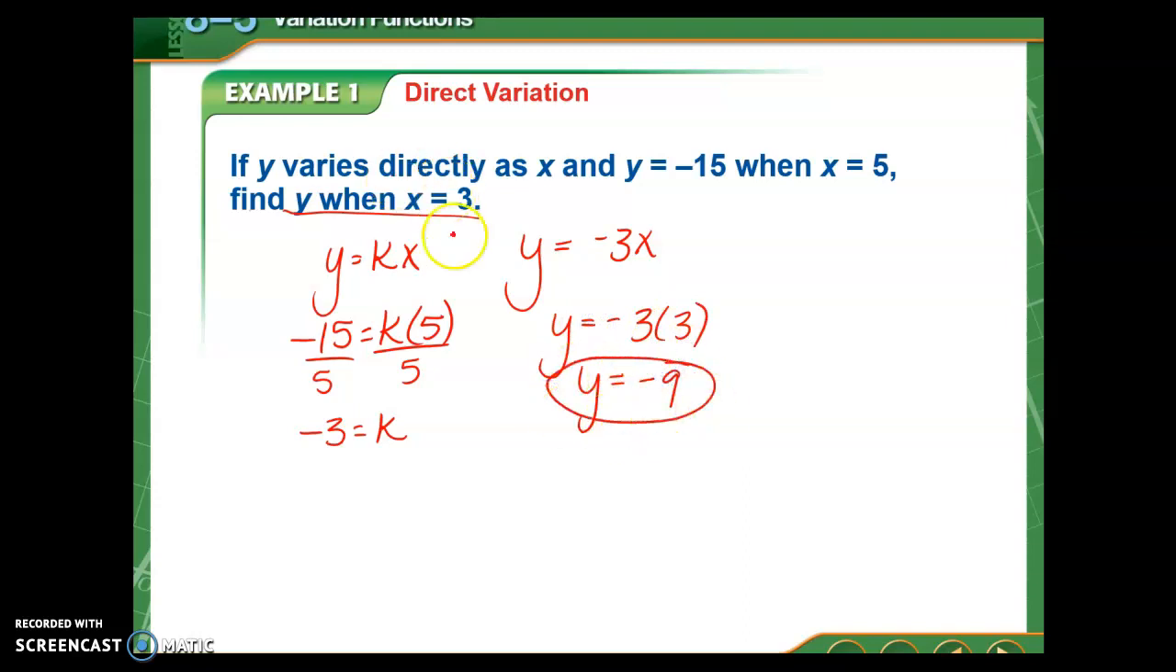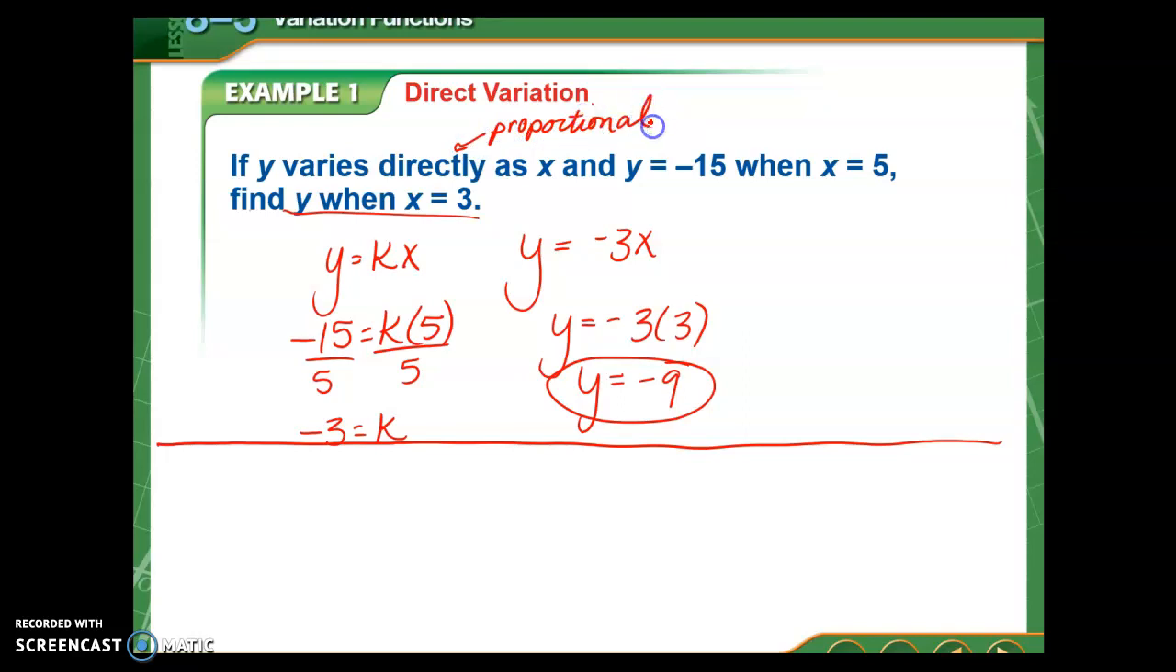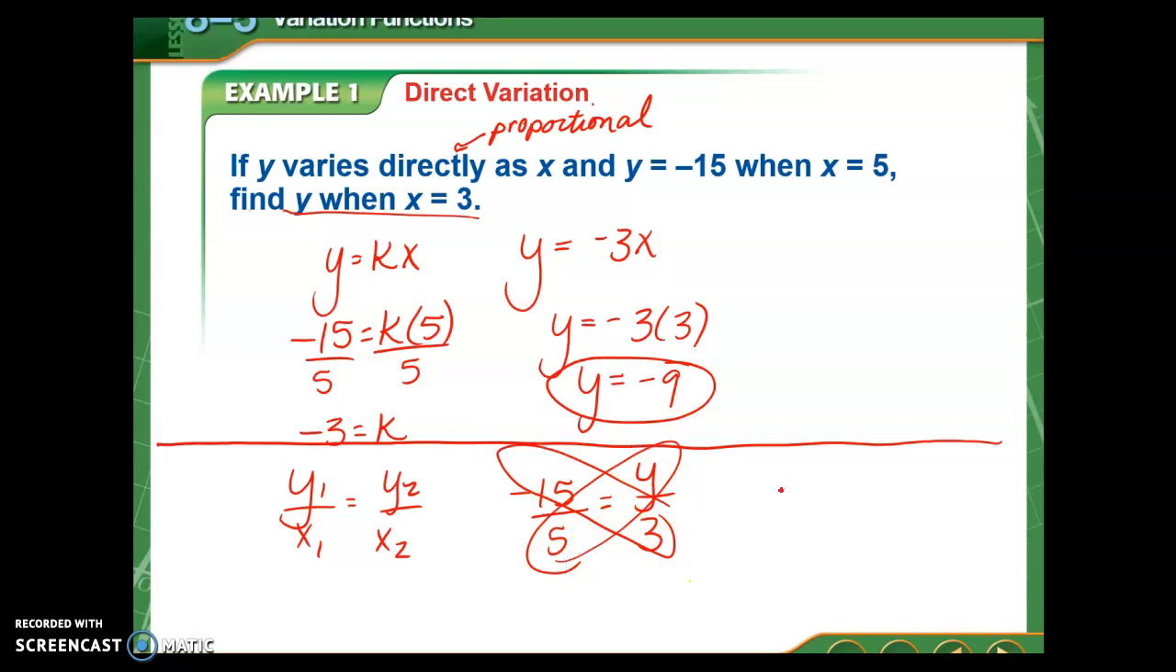Also, like I said, this is one way you can do it. You don't have to do both. The second way would be to set it up directly. It means it's proportional. When I see that word direct, I know it's proportional. So y1 over x1 will equal y2 over x2, and so forth. Or anything, it doesn't have to be y and x. So negative 15 over 5 will equal y over 3. Cross multiply, 5y equals negative 45, and then divide by 5. So you can use either method to solve.